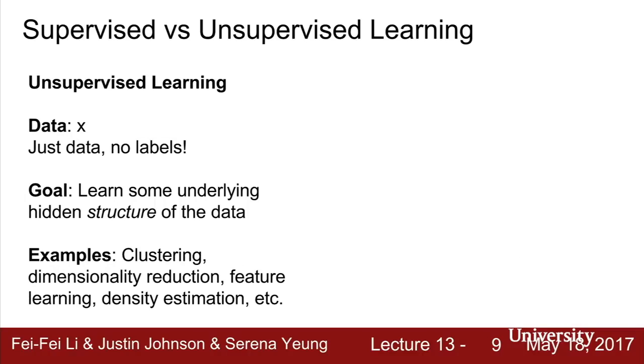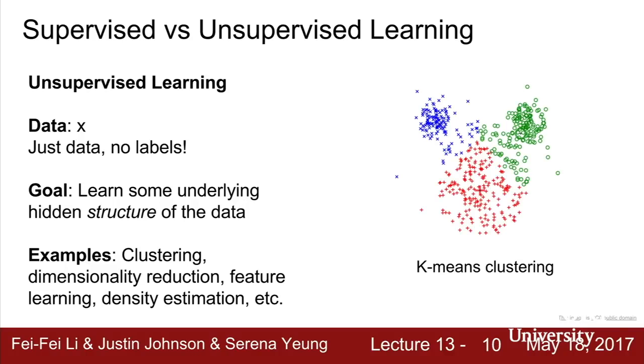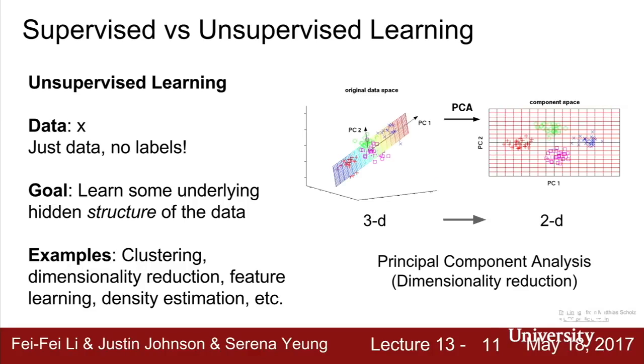So unsupervised learning, in this setup, is a type of learning where we have unlabeled training data, and our goal now is to learn some underlying hidden structure of the data. An example of this can be something like clustering, which you might have seen before, where the goal is to find groups within the data that are similar through some type of metric. For example, k-means clustering.